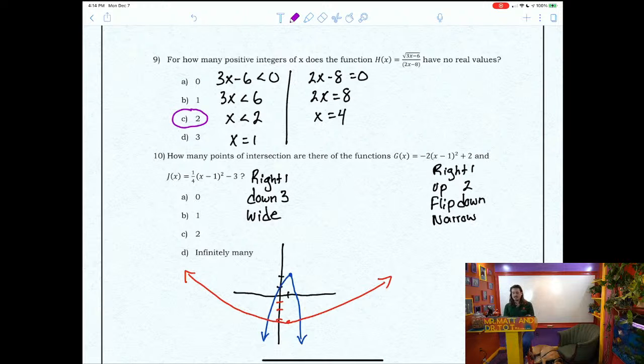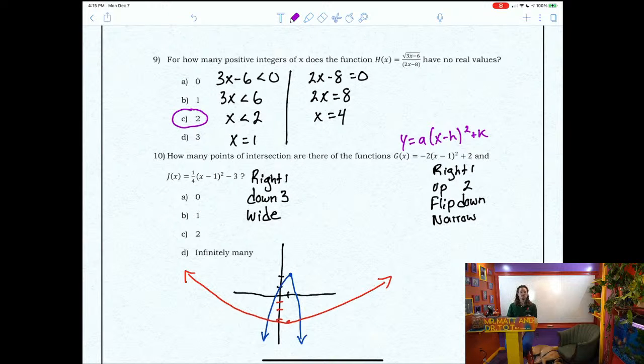For number 10, if you recall the vertex form y is equal to a times the quantity x minus h, quantity squared, plus k. Remember that the h is the one that's opposite common sense. So when we have a minus 1 as an h, that's a right 1 shift. So the vertex of the first equation, g of x, is going to be right 1, up 2. So you can start there and just plot a point. Now it has an a value of negative 2.